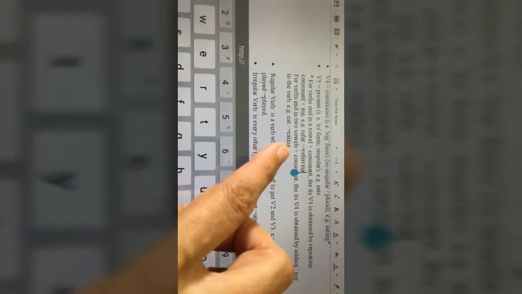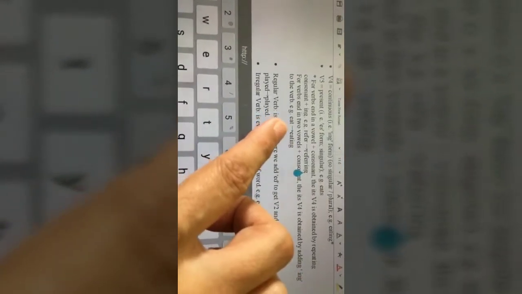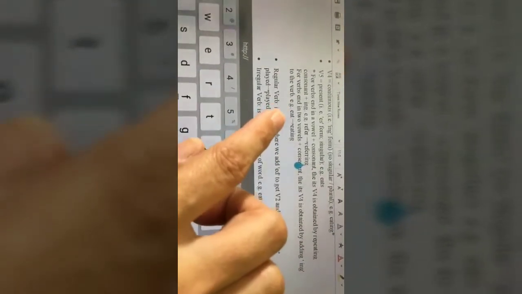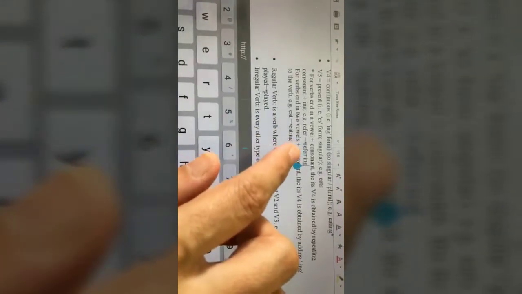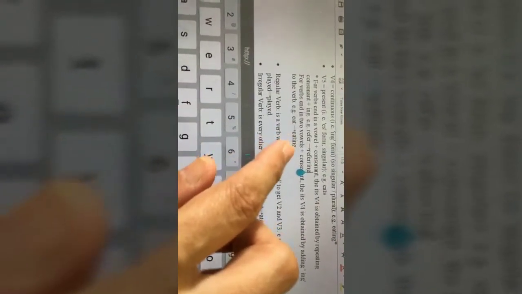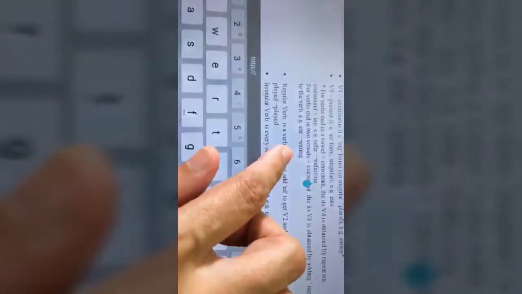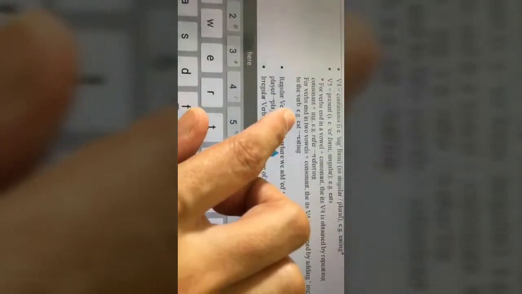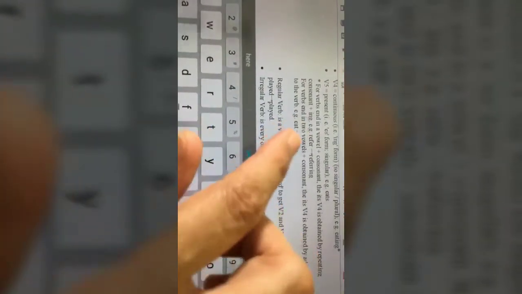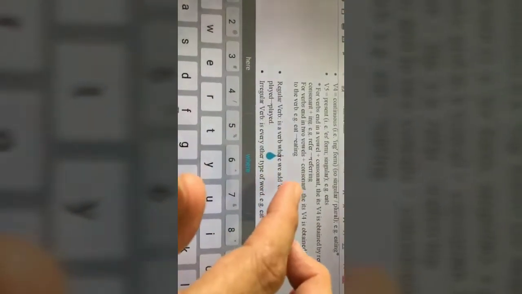Now moving on to the next footnote, for verbs which end in two vowels such as eat plus a consonant, its V4 is obtained by adding simply ing to the verb. For example, eat becomes eating, and not like referring. You don't add another t plus ing. You simply add ing because the verb is ending in two vowels and a consonant. Just keep that in mind because it will help you decide how to get the V4 form of a particular verb.